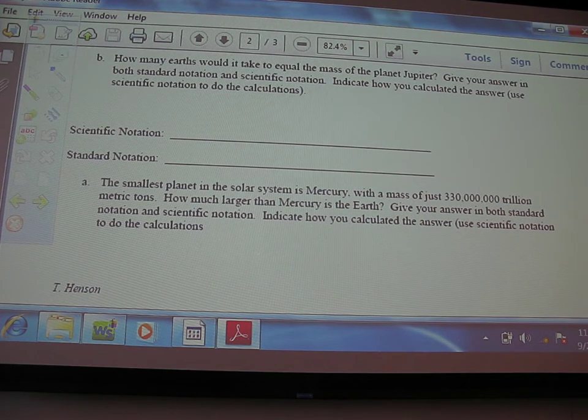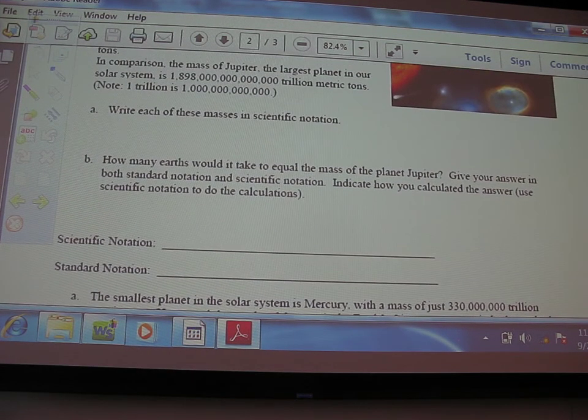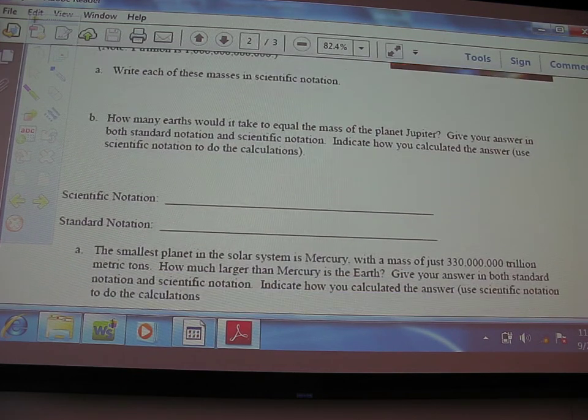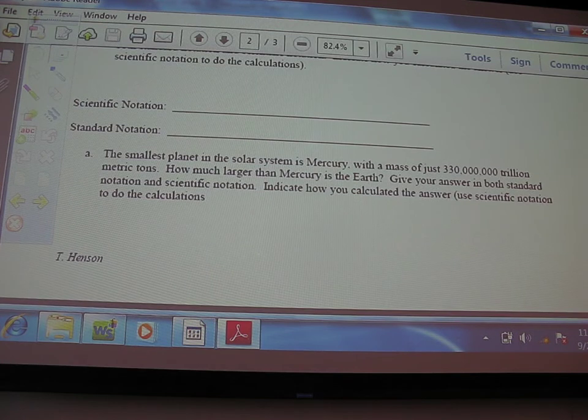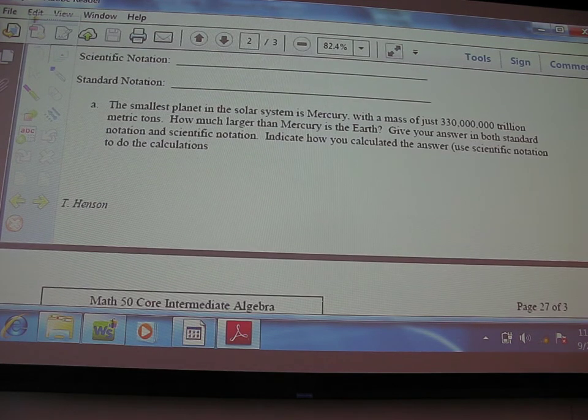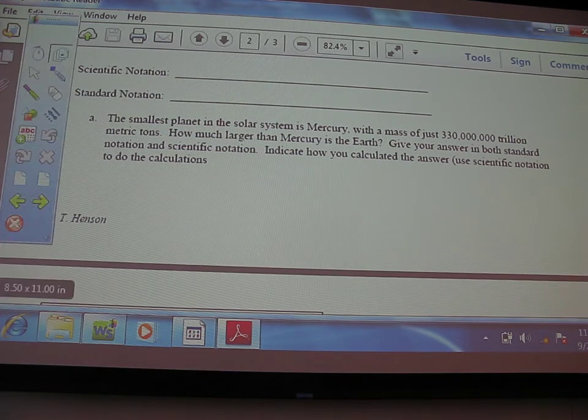The smallest planet in the solar system is Mercury, with a mass of just 330 million trillion metric tons. How much larger than Mercury is Earth? Give your answer in both standard notation and scientific notation.